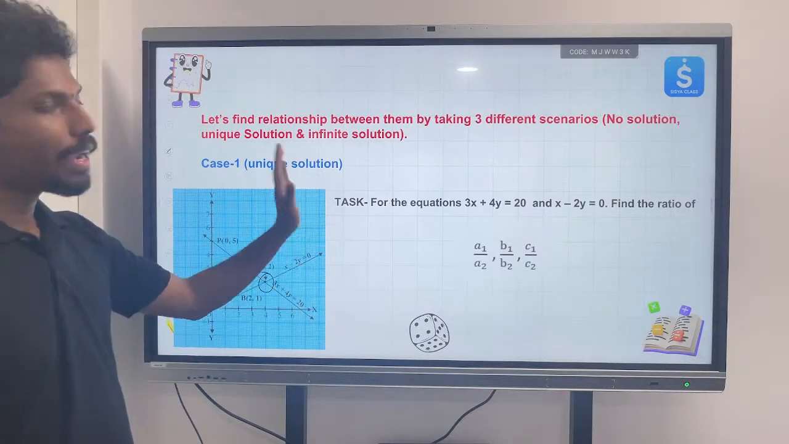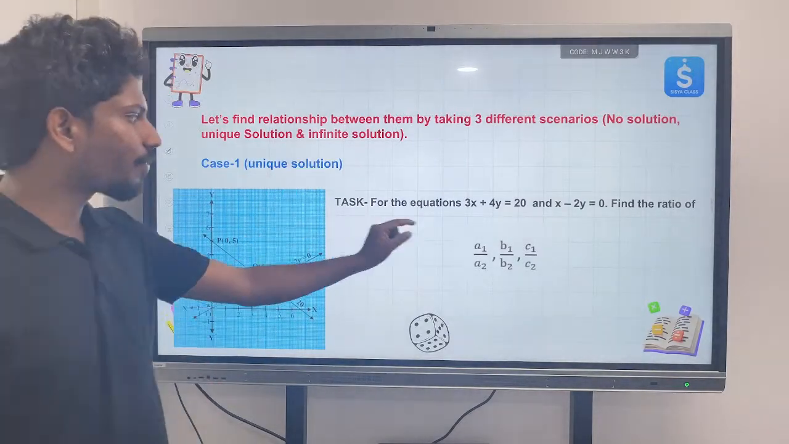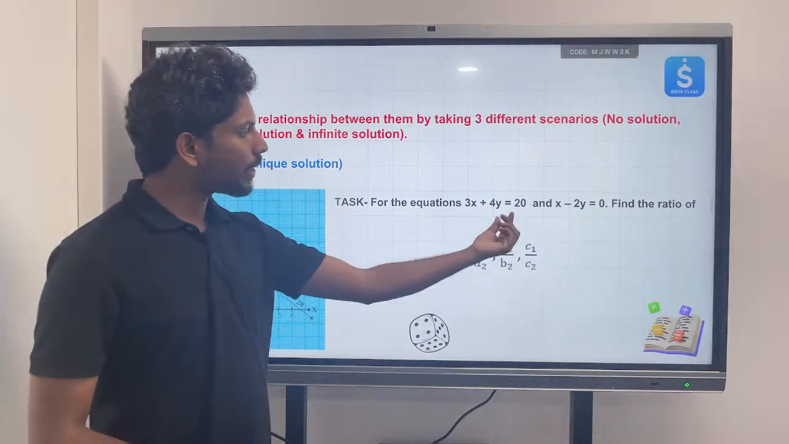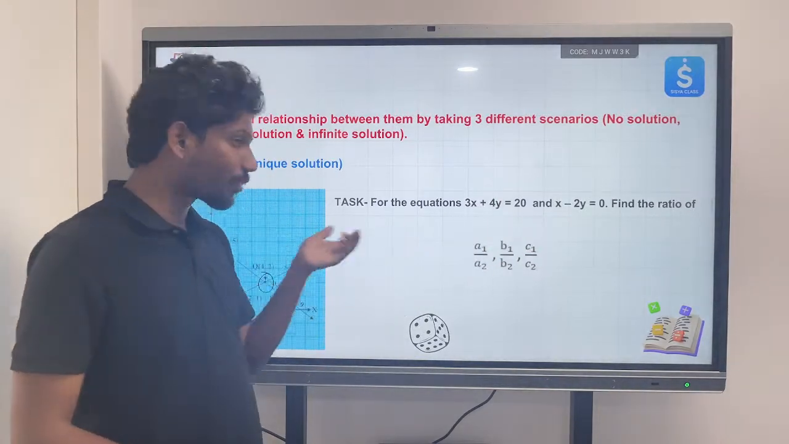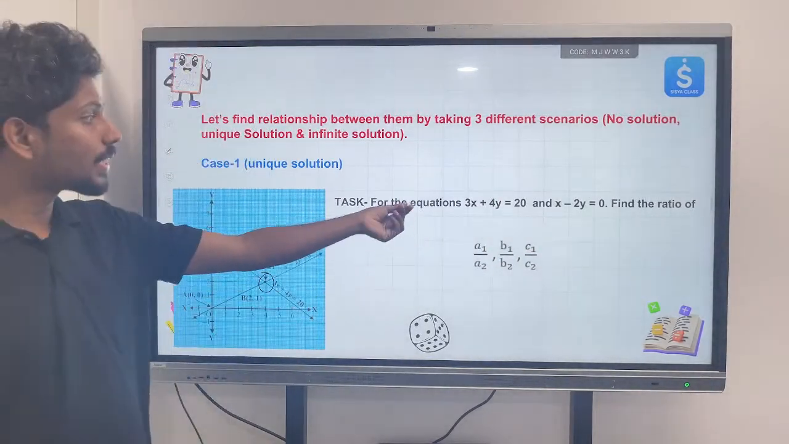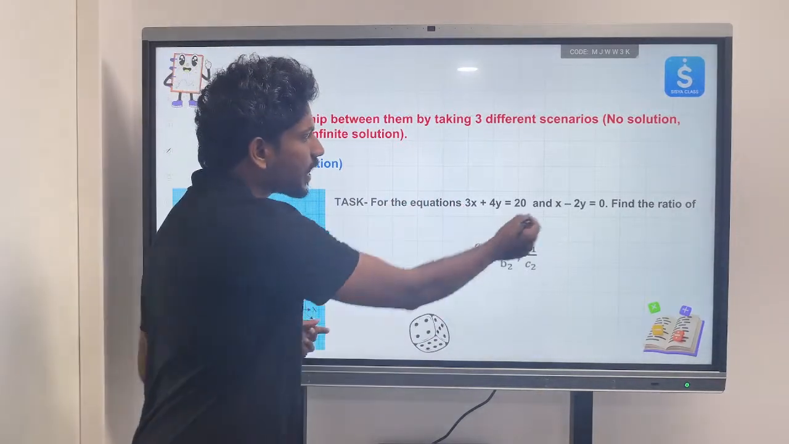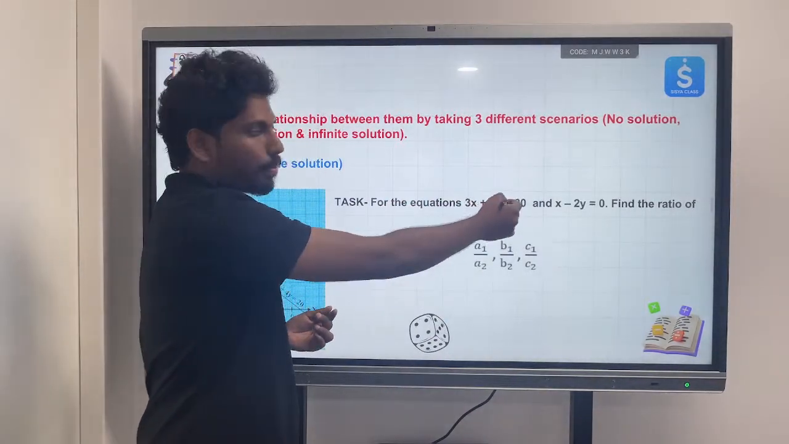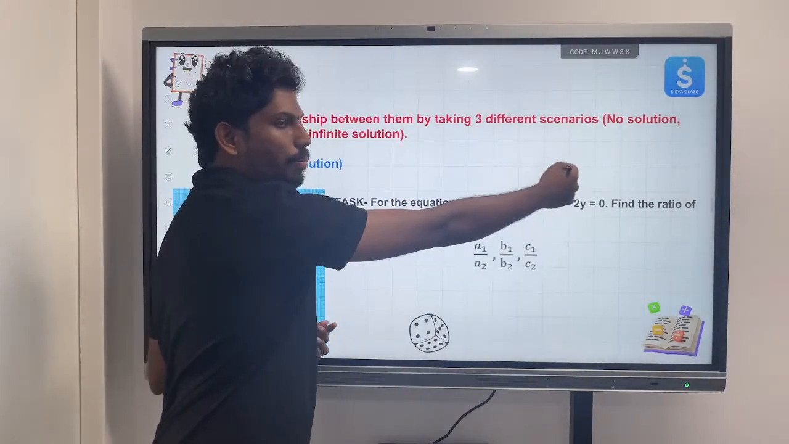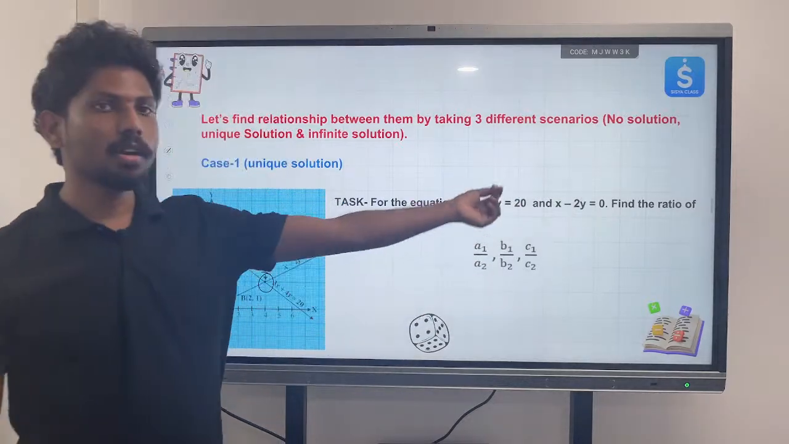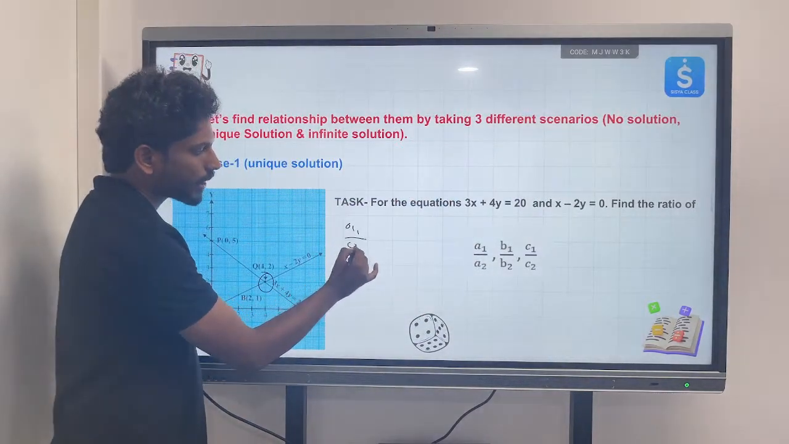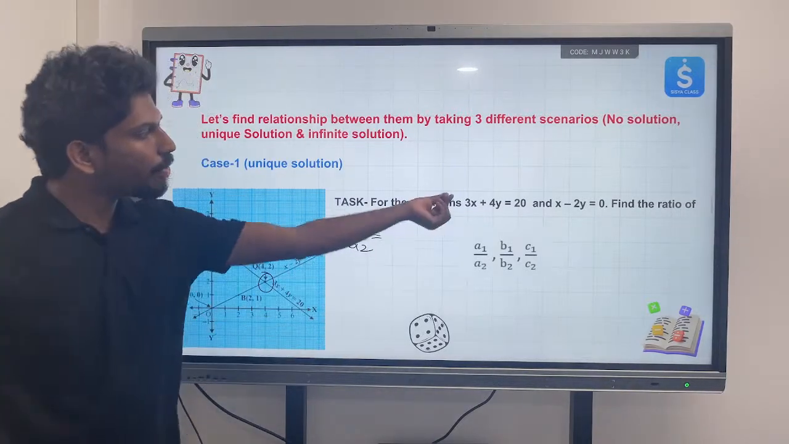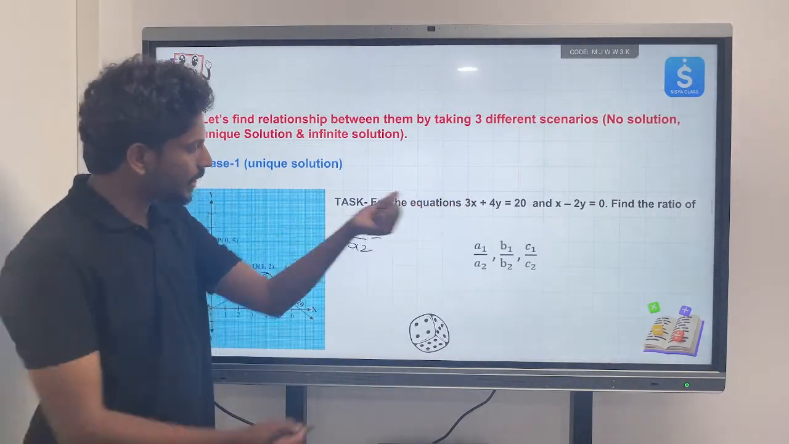I want everyone to find out a1 by a2, b1 by b2, c1 by c2. Just before, we did one exercise, right? The first equation is nothing but a1, b1 and c1, and this is a2, b2 and c2. Now can you find out the value of a1 by a2? What is a1 by a2? So what is a1 in the first case? This is 3.